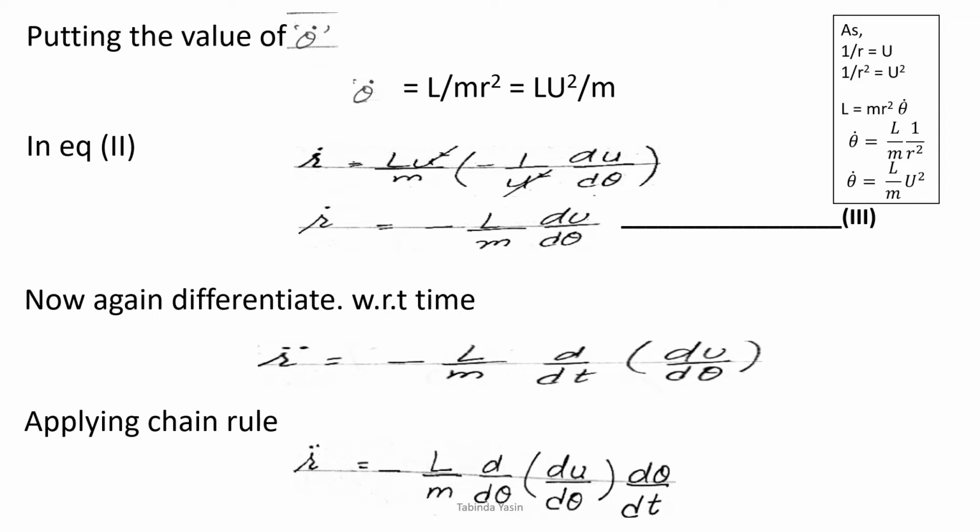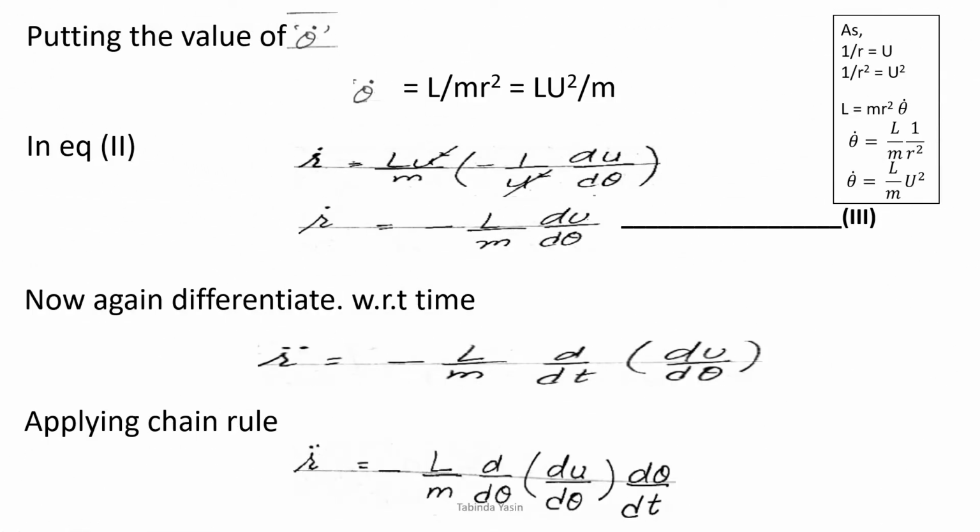Now substituting that value in equation 2, in place of theta dot, r dot is equal to L u square over m into minus 1 over u square du over d theta. Cancelling u square above and below, we are left with the value r dot is equal to L over m into minus du over d theta.